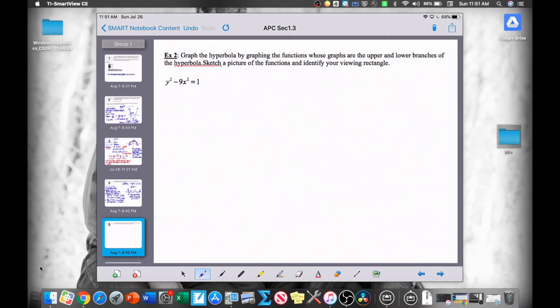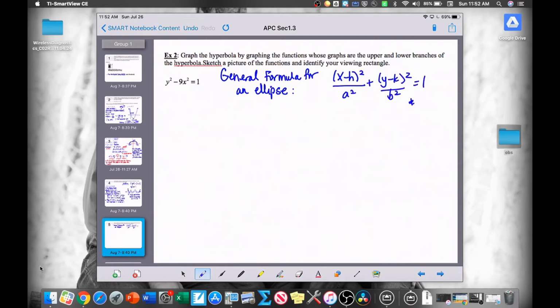All right, so first of all, let's just take a little journey back to Algebra 2. The general formula for an ellipse looks like this. (x minus h) squared over a squared plus (y minus k) squared over b squared equals 1. And the center of your ellipse is (h, k).